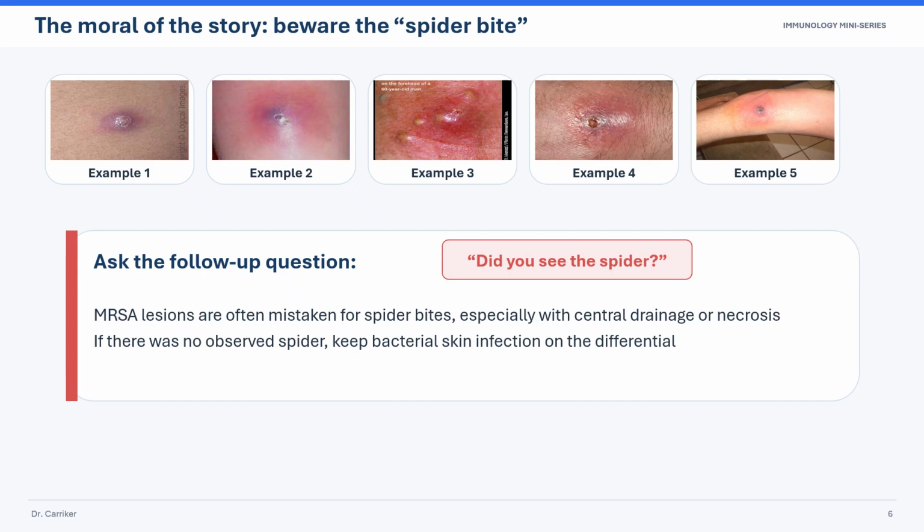The point is not that spider bites never happen. The point is that a supposed spider bite with the right appearance may really be a bacterial skin infection until proven otherwise. So the moral of the story is that MRSA is oftentimes confused for a spider bite. Each looks similar, each has a central drainage area. So some people come to the MD and the first question might be, did you see the spider? MRSA infection notoriously has this appearance, so be suspicious of MRSA until proven otherwise.